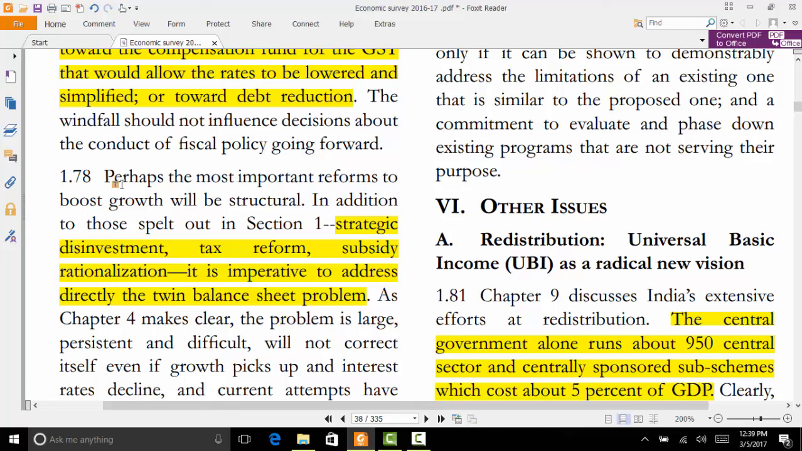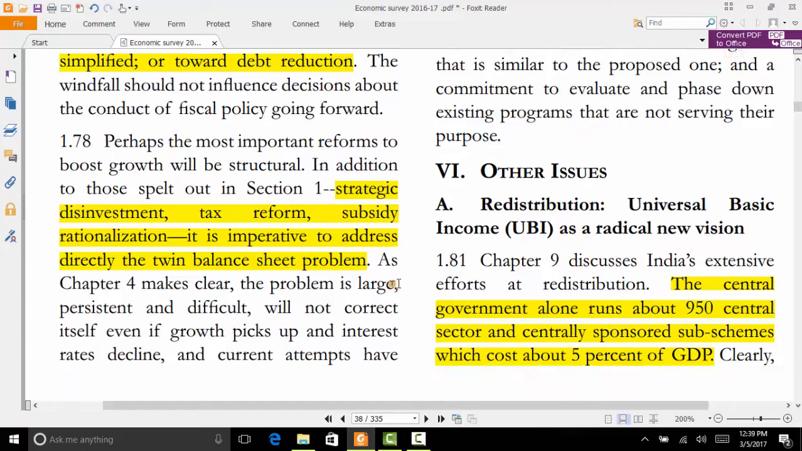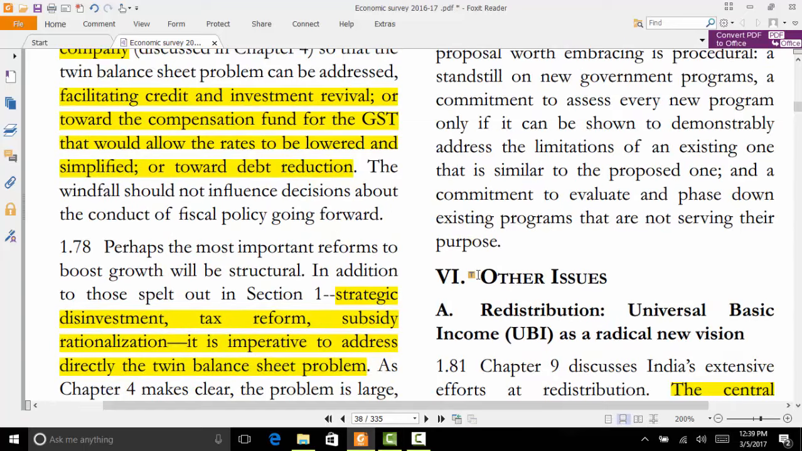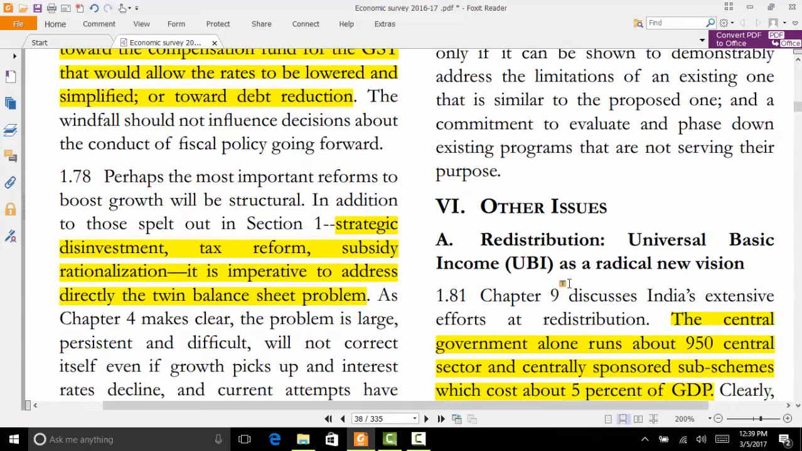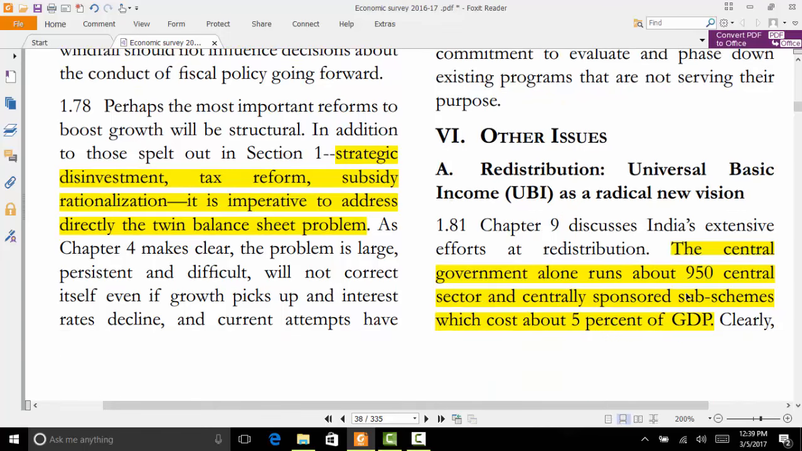So here in 1.78, they discuss certain reforms that are required to boost the growth, and the reforms are structural in nature: strategic disinvestment, tax reform, subsidy rationalization. These are common points whenever we discuss. Now come directly to the 6 other issues. UBI, universal basic income. It says the central government alone runs 950 central sector and centrally sponsored sub-schemes, which cost around 5% of GDP. Remember this data.